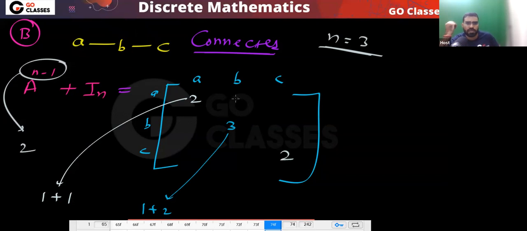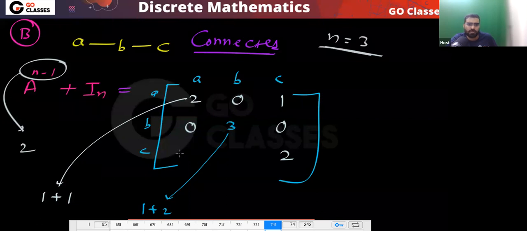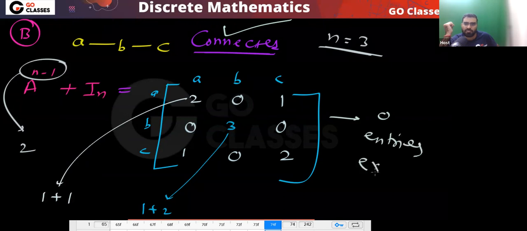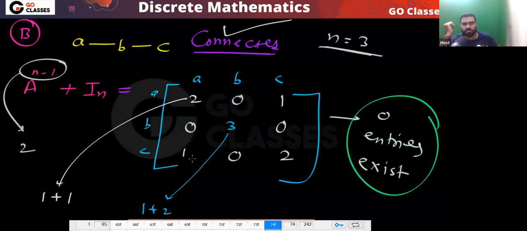What about from A to B? How many walks of length 2 from A to B? That is 0. From B to A, how many walks of length 2? That is 0. From B to C, how many walks of length 2? That is 0. So you can notice it is connected, but zero entries still exist. Zero entries, they are existing, correct or not? So definitely this option B is false.